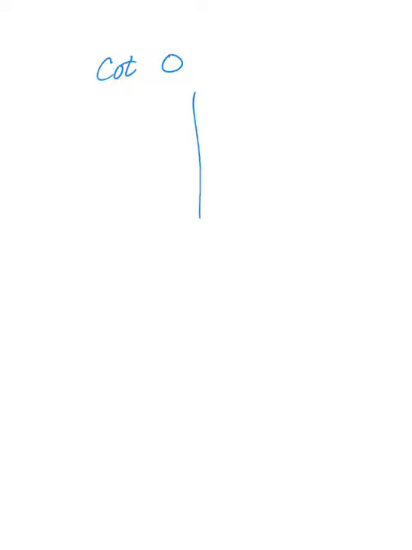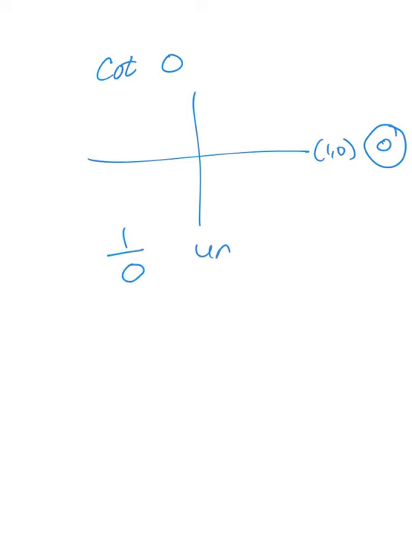So cotangent of 0, this has a 1, 0, and the tangent is 0. So it's the reciprocal of this guy. So it's 1 over 0. What happens if there's a 0 in the basement? Undefined. And that would be the answer to that.